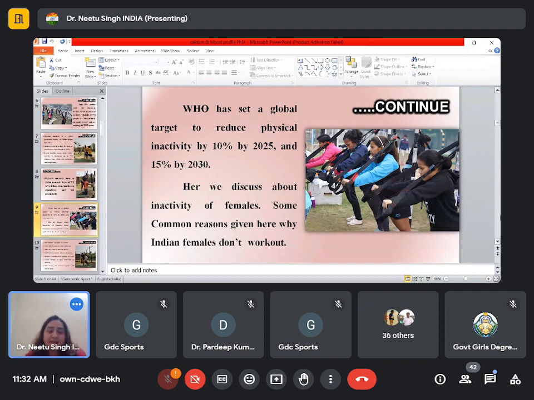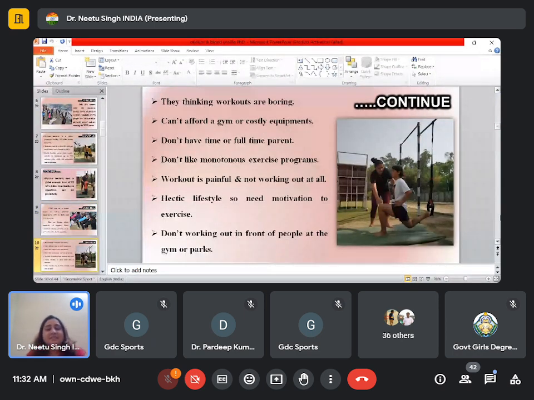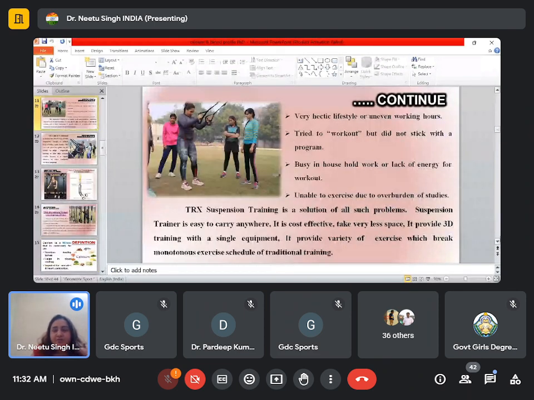Here we'll discuss inactivity of females, because this research is on females. Why don't they work out? What are the excuses they give? Most females said that workouts are boring and gyms are costly. They don't have time, or they have parents, or they don't leave their kids alone. Or they don't like monotonous exercise patterns. Sometimes they said it's very painful, they don't enjoy it, and they aren't used to workouts. They don't have motivation, and sometimes they don't want to work out in front of people. So these are the common excuses given by females.